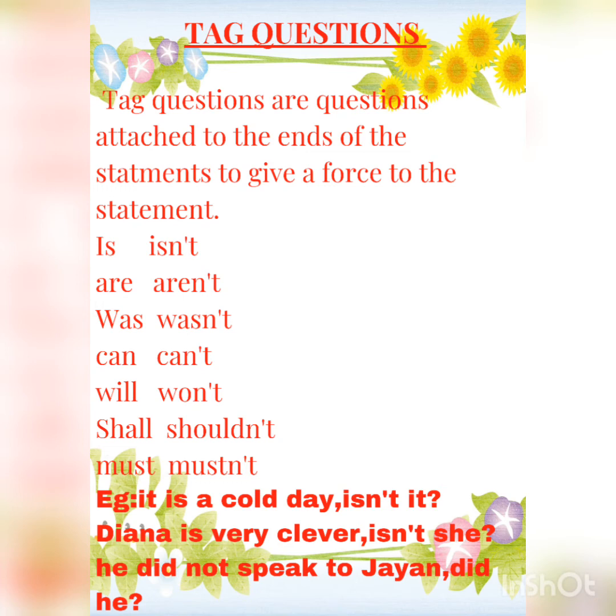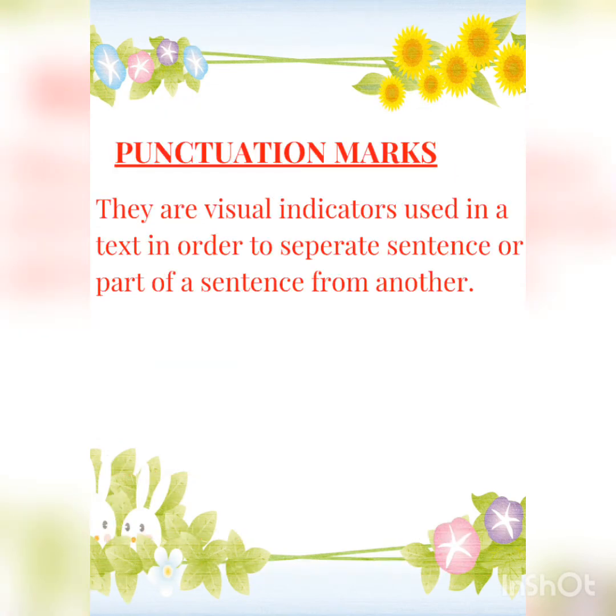For example, it is a cold day, isn't it? Diana is very clever, isn't she? He did not speak to Jane, did he? Next one is punctuation marks. They are visual indicators used in a text in order to separate a sentence or a part of a sentence from another. There are 13 punctuation marks.